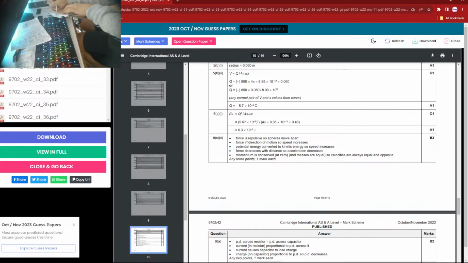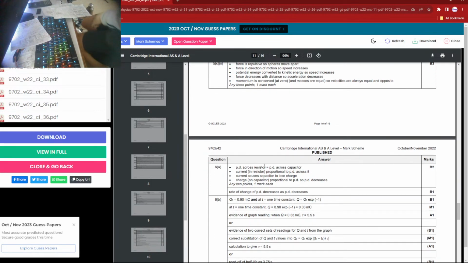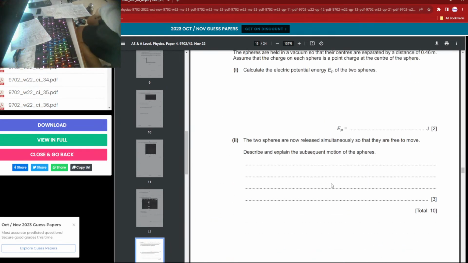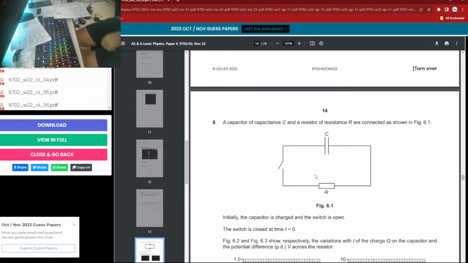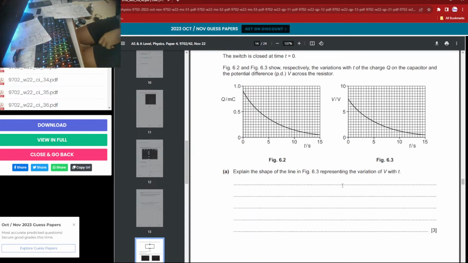Force in direction of motion, so speed increases. Okay, 6A. Potential difference across a resistor is equal to... Okay, we'll look at this first. The question. So it's asking you to explain the shape.